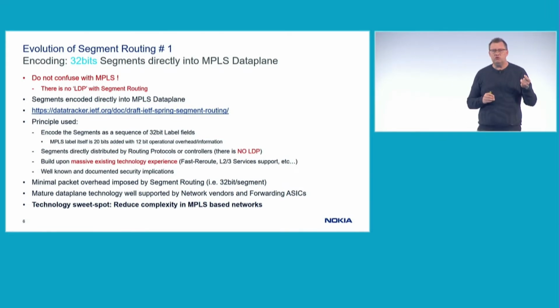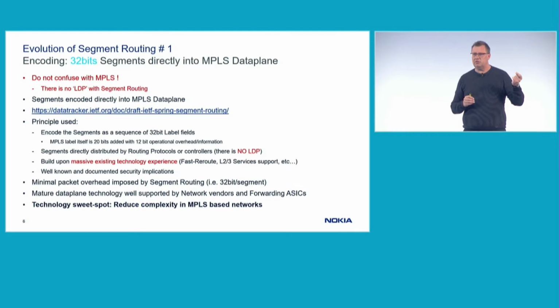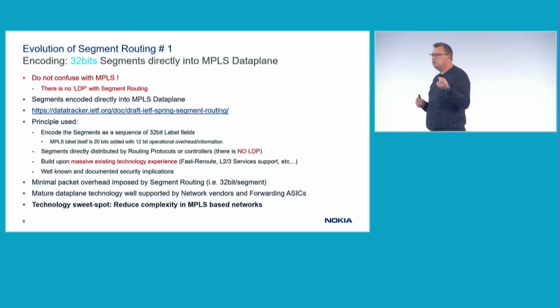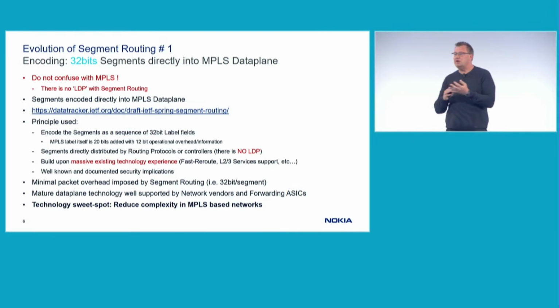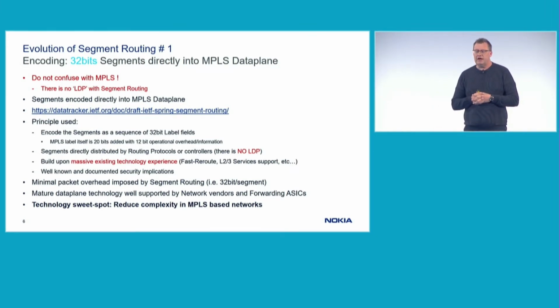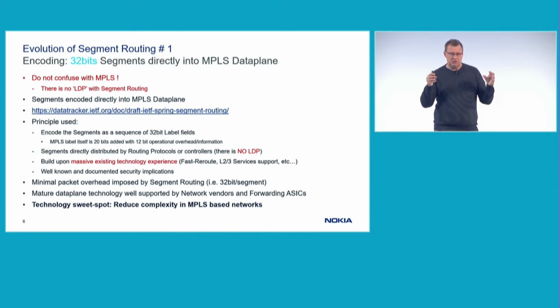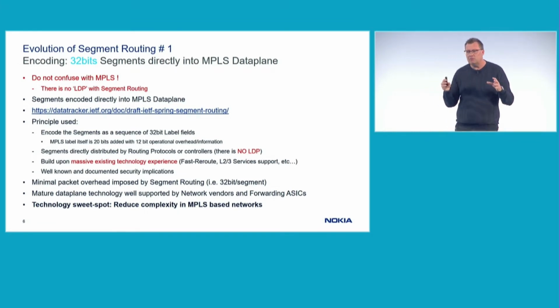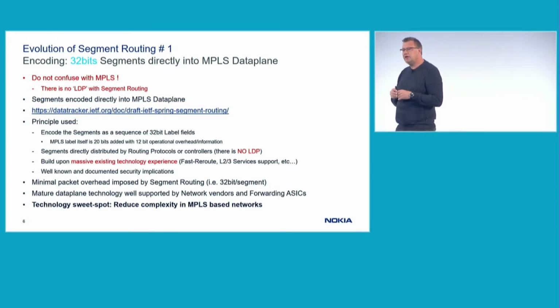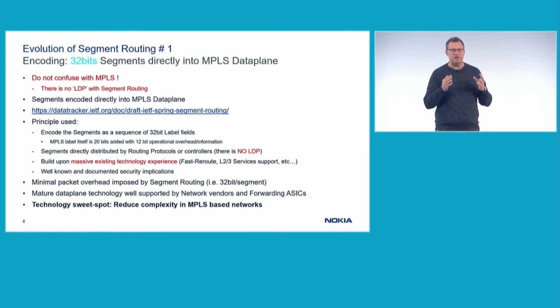So in this case, we do not distribute our 32-bit labels by using LDP, but we use our routing protocols like OSPF, IS-IS, or BGP, or we actually use a controller to distribute the segment itself. There is an IETF draft on that. One of the benefits of using 32-bit segments is you can completely reuse the forwarding mechanisms in hardware from MPLS. The way the MPLS forwarding is programmed is slightly different, but you can use exactly the same kind of forwarding mechanisms in ASIC. So that's pretty good. It's very ASIC friendly.